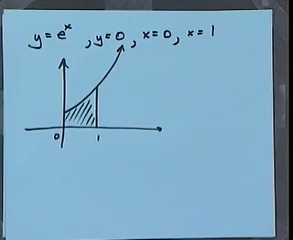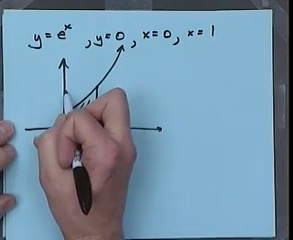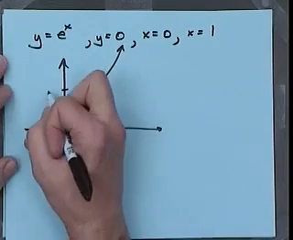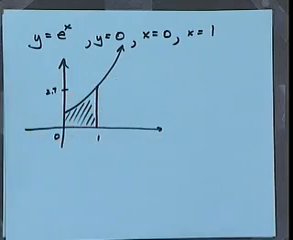I don't know. Let's see if we can make a semi-intelligent guess here. Where are we right here? What is this y value? When x is 1, what's the y value on that curve? e. So about 2.7, roughly.